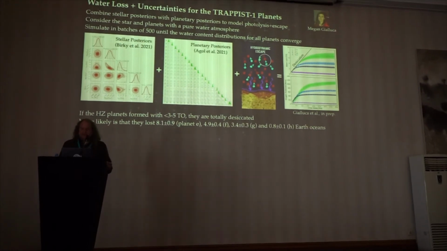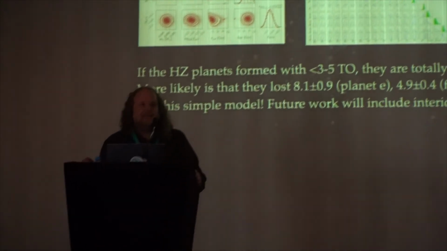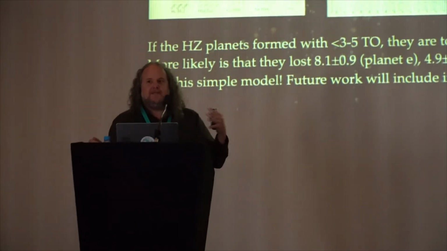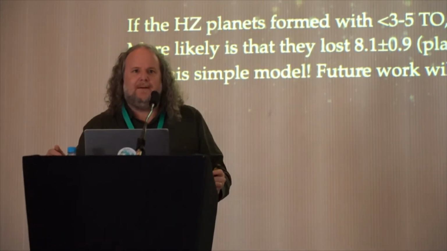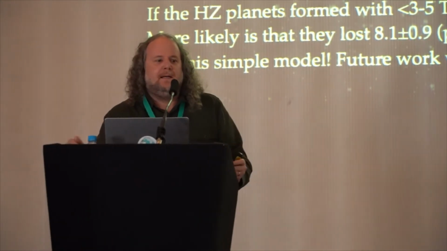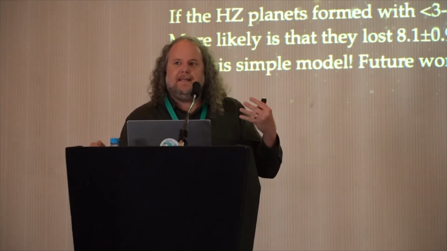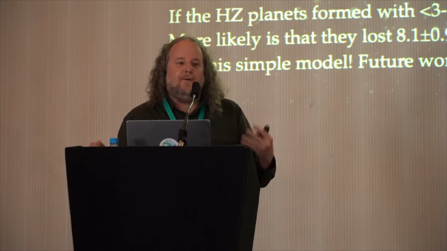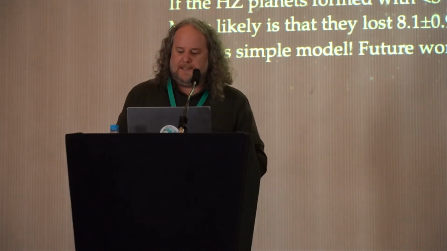Just a pretty tight constraint, which means you shouldn't believe it, because this is a really simple model. This is no interior exchange of volatiles, just sort of a Saran-wrapped planet, an impermeable surface. So it's just the atmosphere. But again, this is a proof of concept of where we want to go towards understanding how these planets can evolve and how their habitability changes with time.